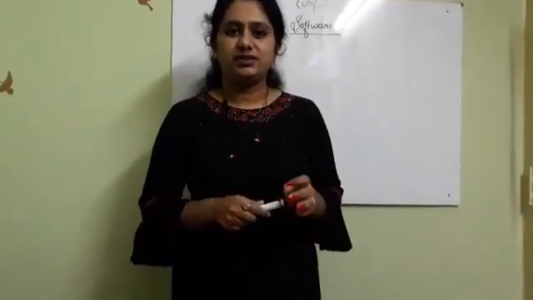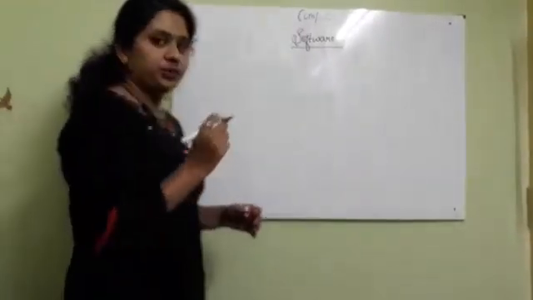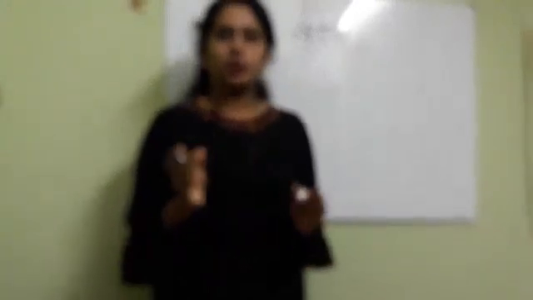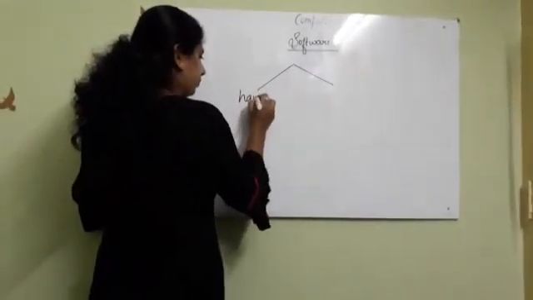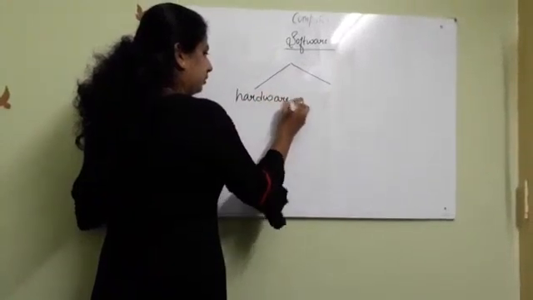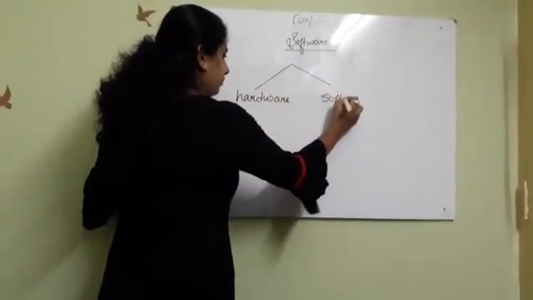See, last class we have discussed about the computer unit, right? What do you mean by computer unit or computer system? It's a combination of hardware and software.